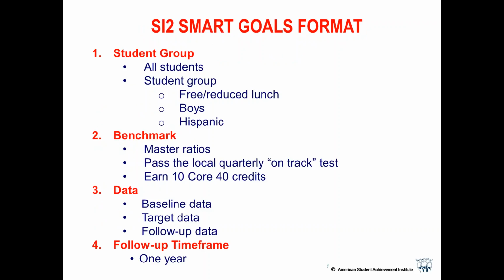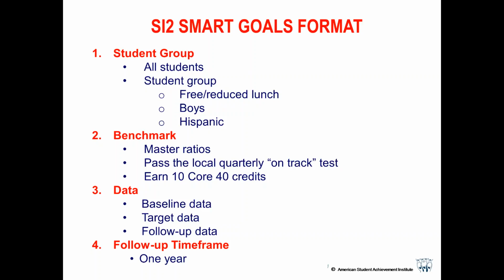Okay, so when we ask you to develop a SMART goal, our online system will prompt you to identify these things for each of your SMART goals. The first one is a student group. A student group could be all students in your building. All students in your building will get to a certain benchmark. So it could be all students, but it also could be a very specific student group.